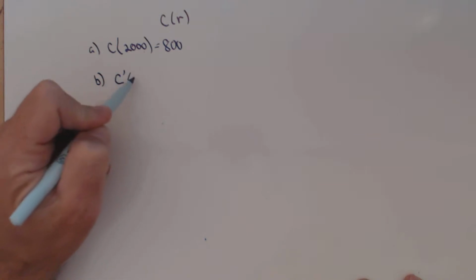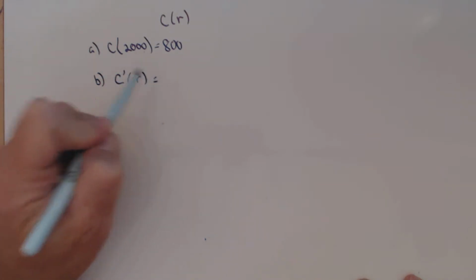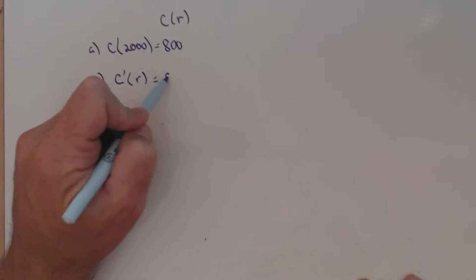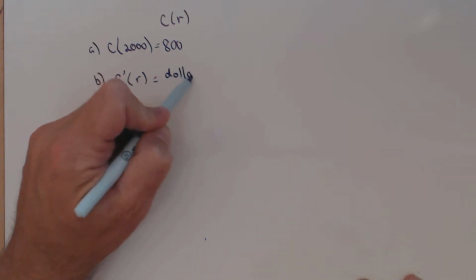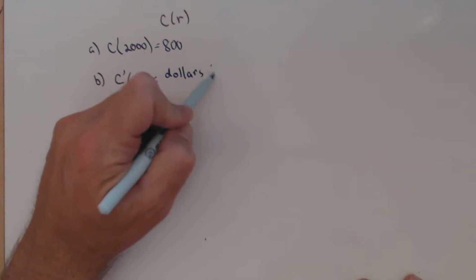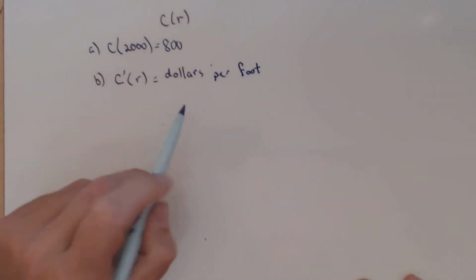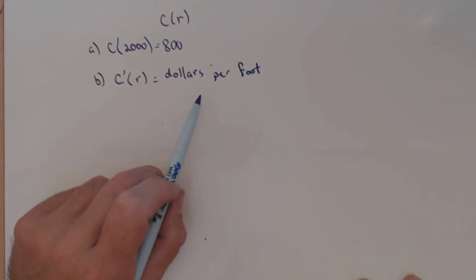B, they want the units on C prime of r. Remember that C, the output was measured in dollars, the input was measured in feet, so this would be dollars per foot. Okay, so that would be the per foot cost of producing this rope.